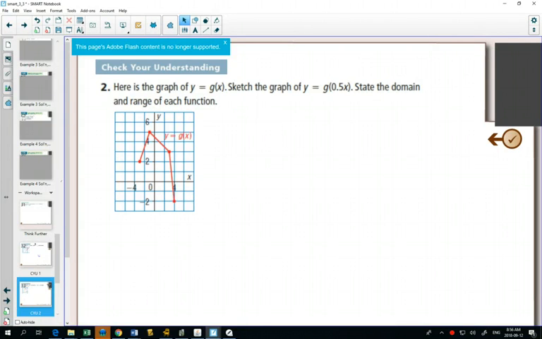So they tell us here's the graph of y equals g of x. And then they ask us to sketch the graph.